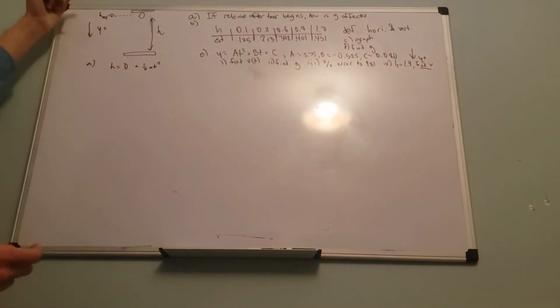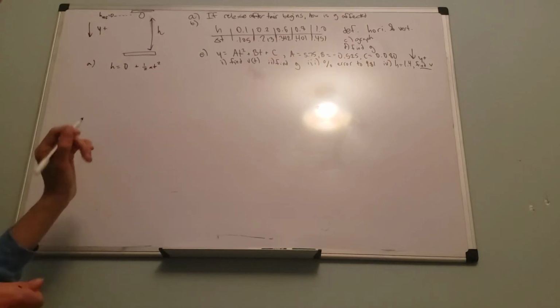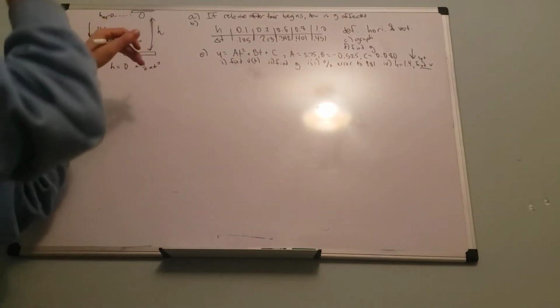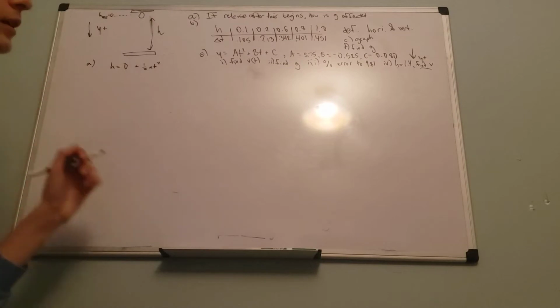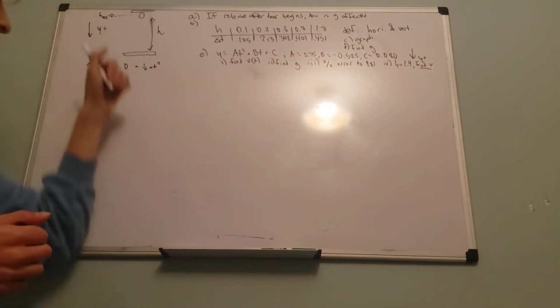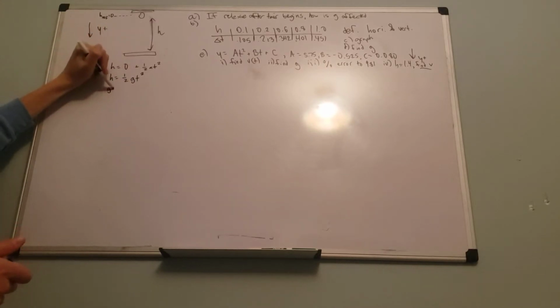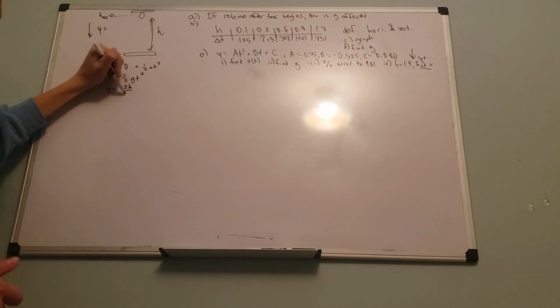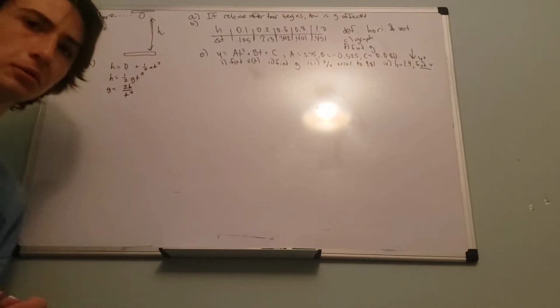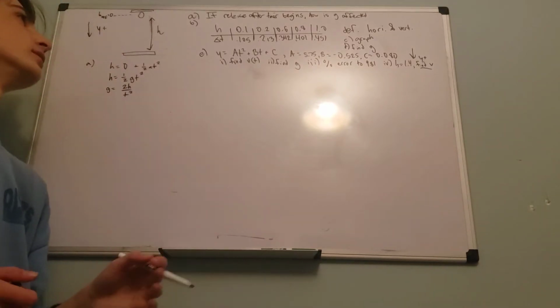In this case, again, because y is positive as it's going down, acceleration is actually positive gravity. So h equals 1/2 g t squared, and then just solving for g, g equals 2h over t squared. That's our formula for g.